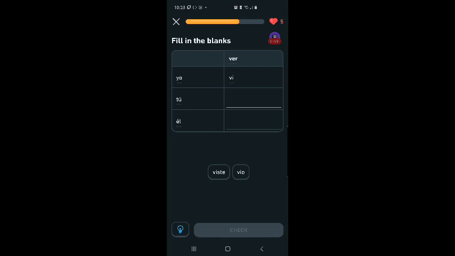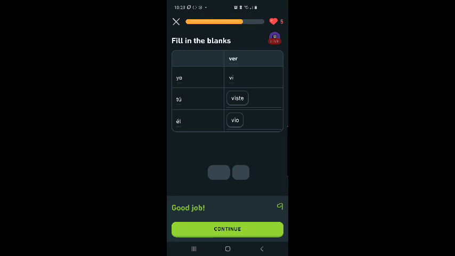Yo vi. Ver. To look, to see, to watch. So yo vi. Do they have viste? I don't know. Yo, él vio. Yes, they do. Pluma is pen, but also pen is bolígrafo. So they do have synonyms. I don't know how to say synonyms in Español. ¿Cómo se dice synonyms en Español?